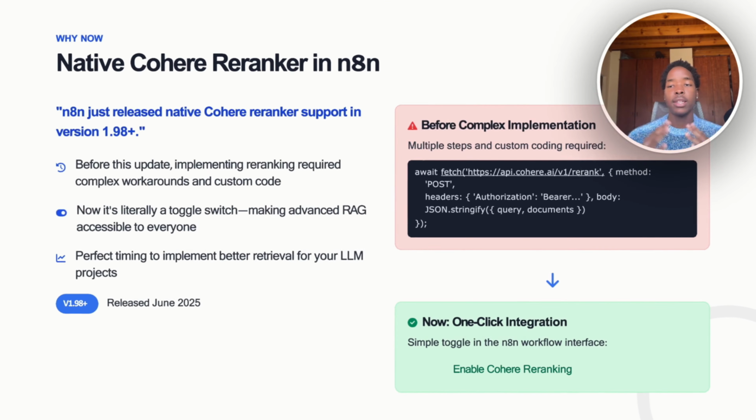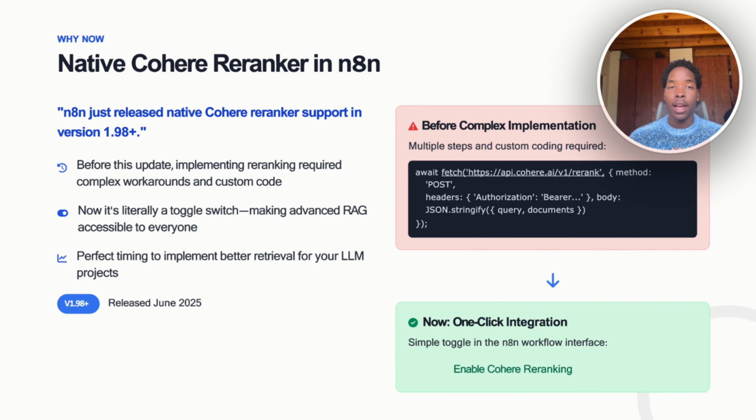So why now, right? The native Cohere Reranker is new in n8n, but it's been around for, I think, a couple of months now. But you'd have to do a complex workaround, like using HTTP calls, a POST with the authorization, a JSON string, and everything like that. Now it's just a simple toggle in n8n. This is perfect for businesses to implement simple workflows without the complexity of HTTP calls and all of that.